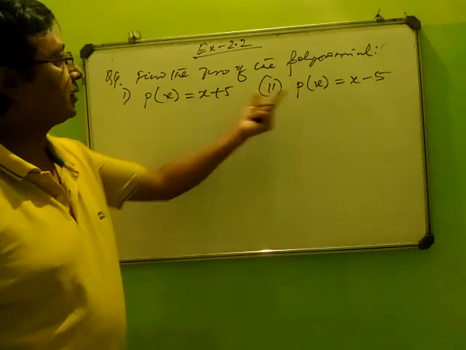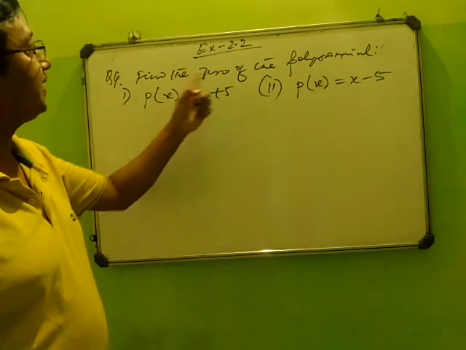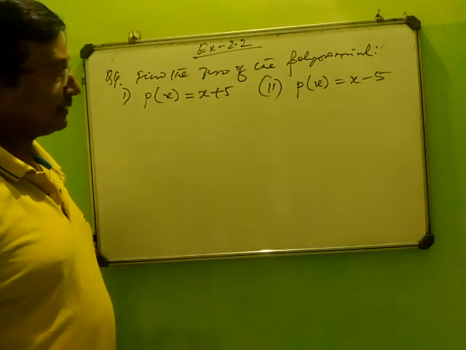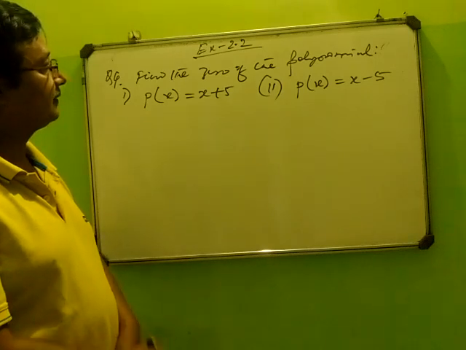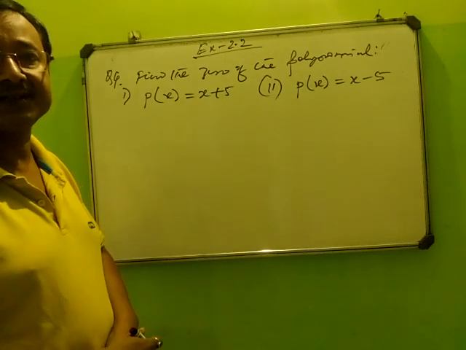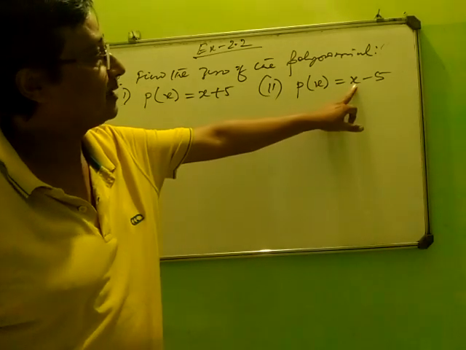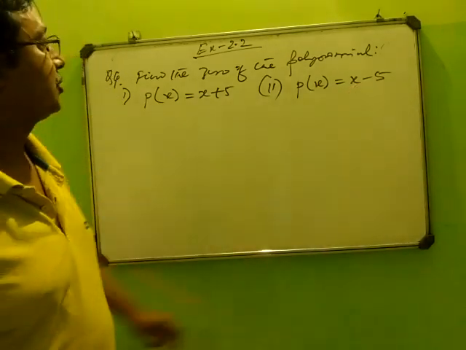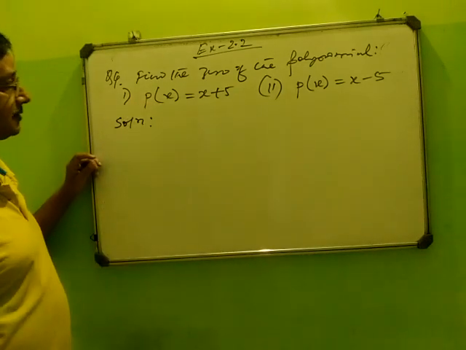So these are the two more equations given from textbook exercise 2.2. Find the zero. To find the zero, you will have to find the value of x, which means you are going to solve for x. Here the variable is x. You are going to solve for x. So, the solution: see the process.